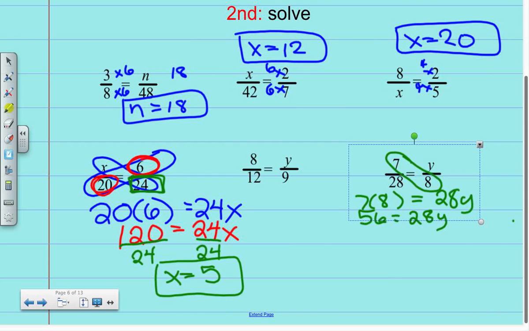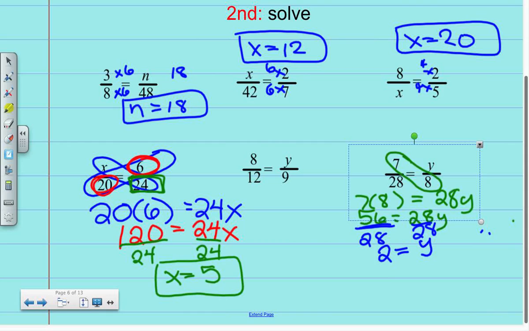All right, so that's saying 28 times y. How do you move times? Divide. So I'm just going to divide both sides by 28. And again, you are welcome to use your calculator in this whole entire chapter. 56 divided by 28 is 2. So 2 is equal to y.